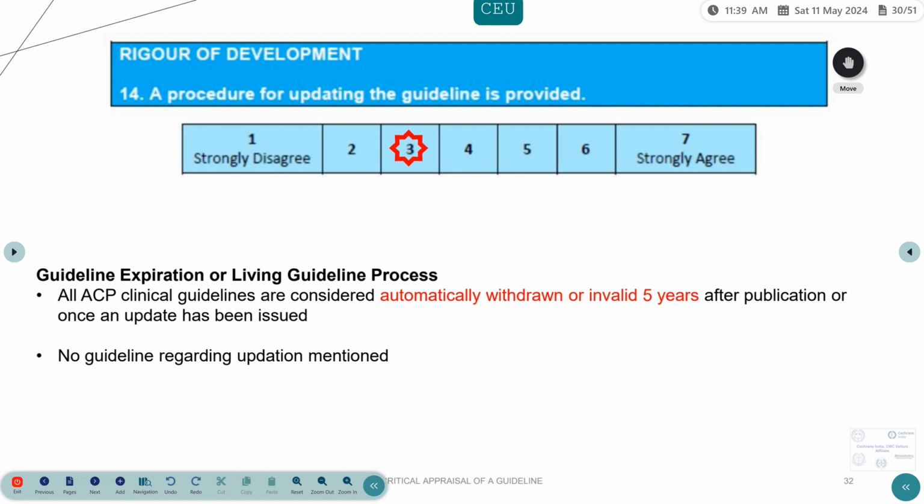So updating of the guideline was not clearly mentioned anywhere. They just mentioned clearly the guideline expiration. So automatically they felt that 5 years is the correct time for the guideline to expire in case there is no other new guideline which comes in that period. So no guidelines regarding how they're going to update, how they're going to include the newest studies and probably update in 2-3 years. Something should have been given which is not given. At least they gave that if a new guideline doesn't come in 5 years, just consider this to be expired. So I've given it 3.